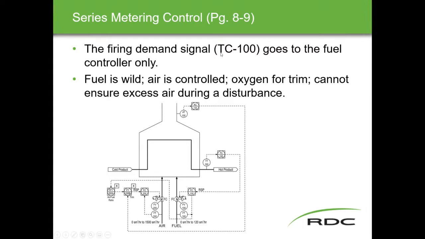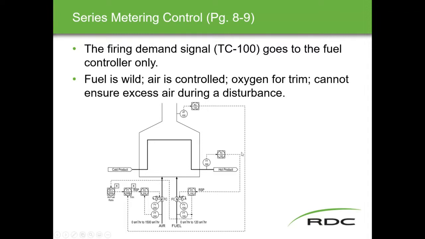So the firing demand signal comes from temperature controller 100. So here we got the furnace, and we want to know how hot is the product that we're heating up with this furnace. So how do we do that? With TT100, which feeds its signal into TC100. TC100 says I'm hot or I'm cold. If it says it's hot, we're not going to send out a signal at this point in time, or the signal is going to be lower. But let's say it's cold and we want to increase the furnace temperature.